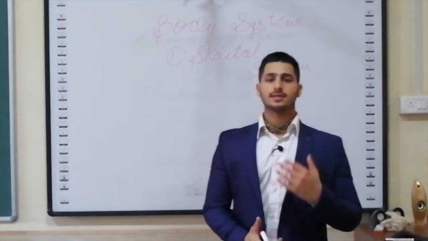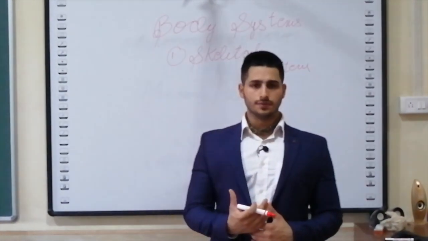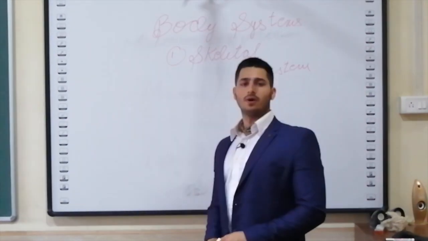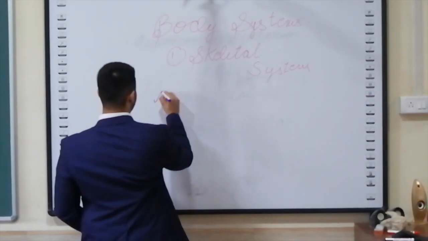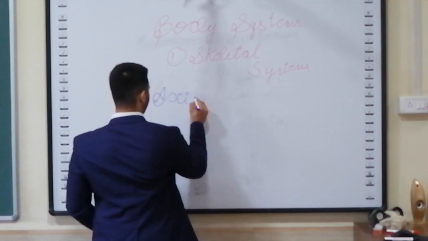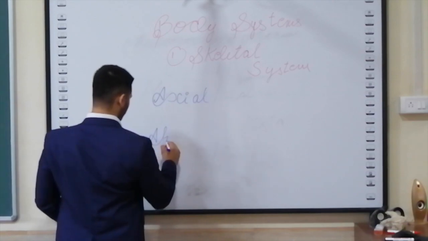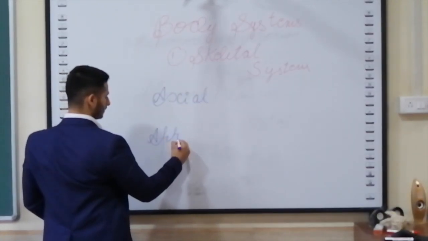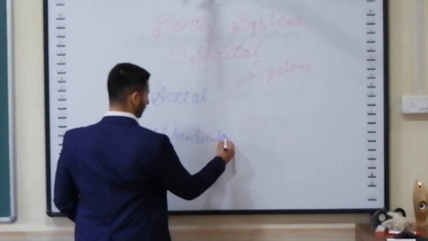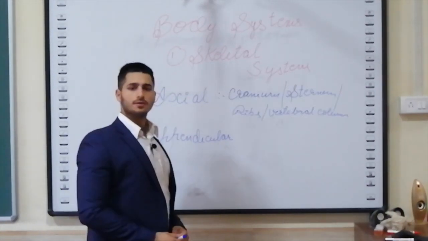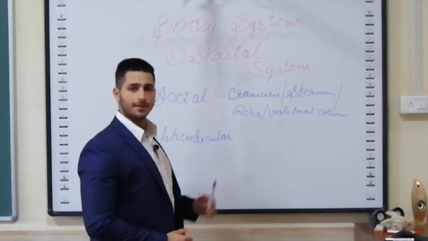As the name suggests, skeleton. Skeleton is made up of bones. So we'll be discussing about bones in this system and joints respectively. A skeleton has two subgroups, that is axial and appendicular. So the human skeleton has two subgroups. We have axial and appendicular.